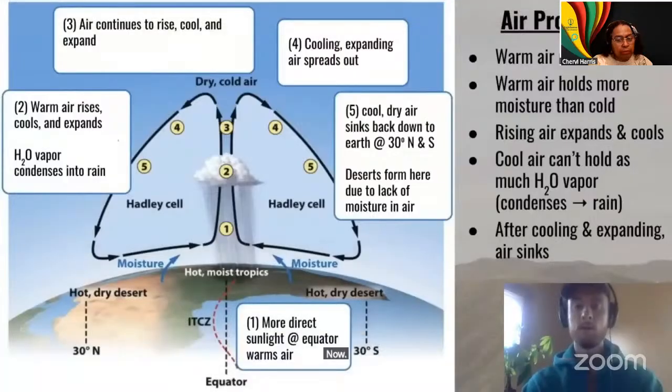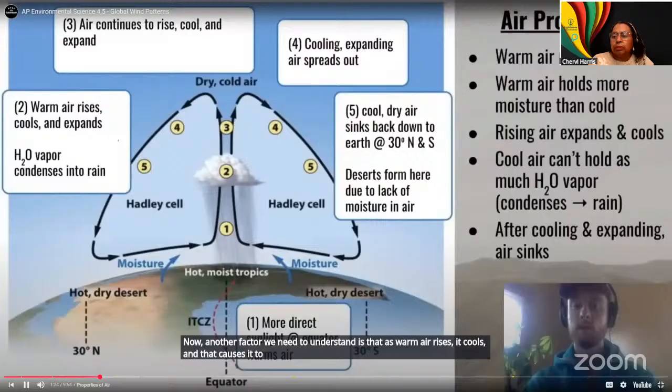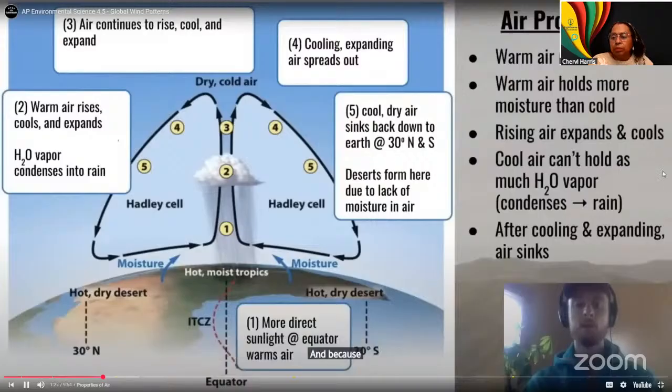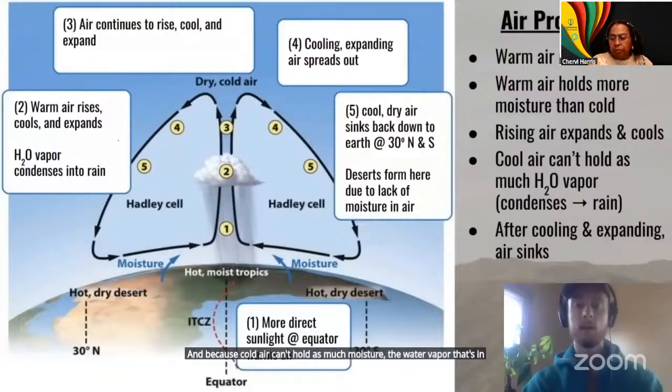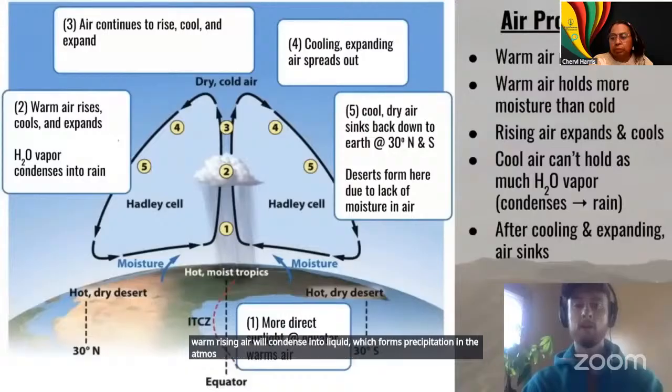Now, another factor we need to understand is that as warm air rises, it cools, and that causes it to expand. And because cold air can't hold as much moisture, the water vapor that's in warm rising air will condense into liquid, which forms precipitation in the atmosphere, and then eventually falls down to Earth as rain or snow or sleet.